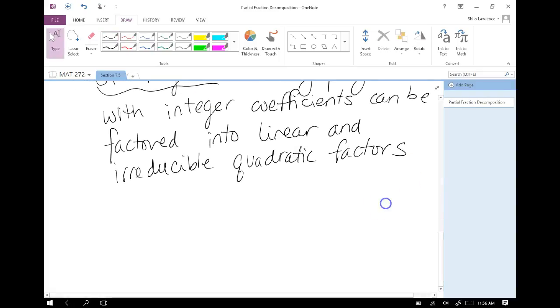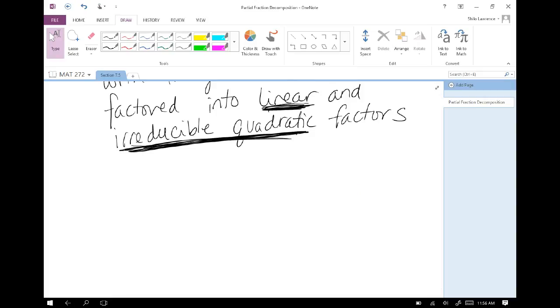So every single denominator that we work with is going to be factored either into linear pieces or these irreducible quadratic pieces. So we may have quadratics that can't factor further. So how we set up these fractions for the linears and the irreducible quadratics are just a tiny bit different, but there is a pattern that they both follow.